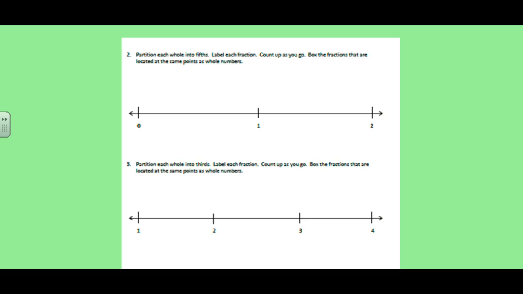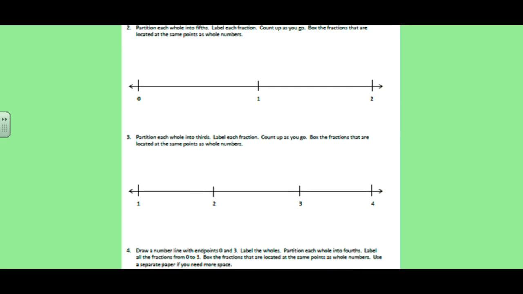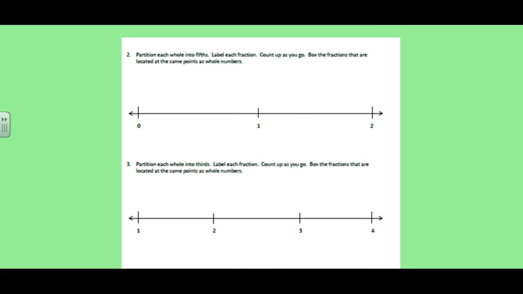So now we're ready to move on to the back side. It says partition each whole into fifths, label each fraction, count up as you go, and box the fractions that are located at the same points as whole numbers. So we're doing exactly what we did on the front side. It's just all the whole numbers are there for you. You've got to still box it in above the whole numbers, and it tells you exactly how many parts each section or each whole on your number line needs to be.